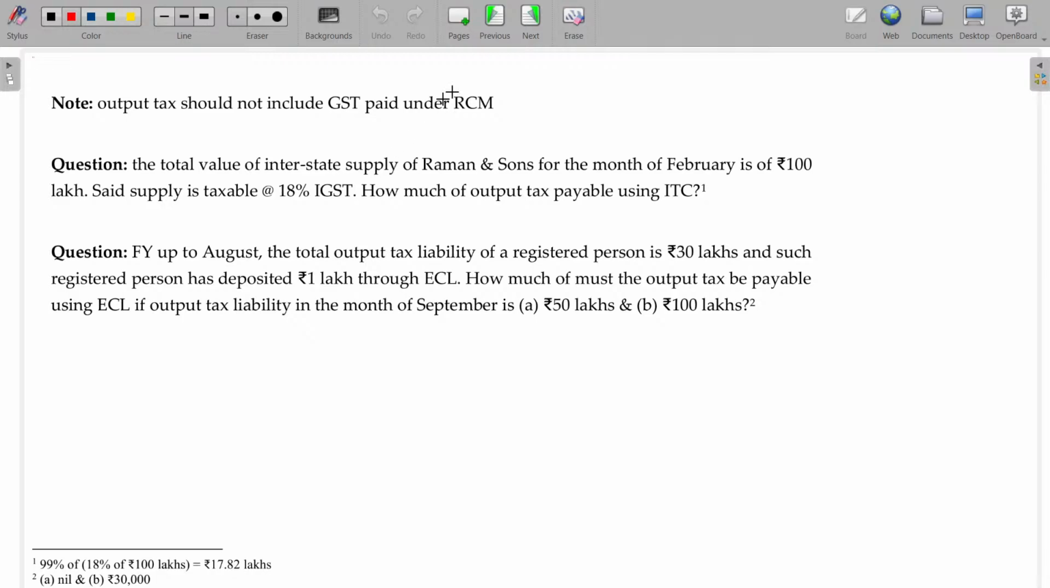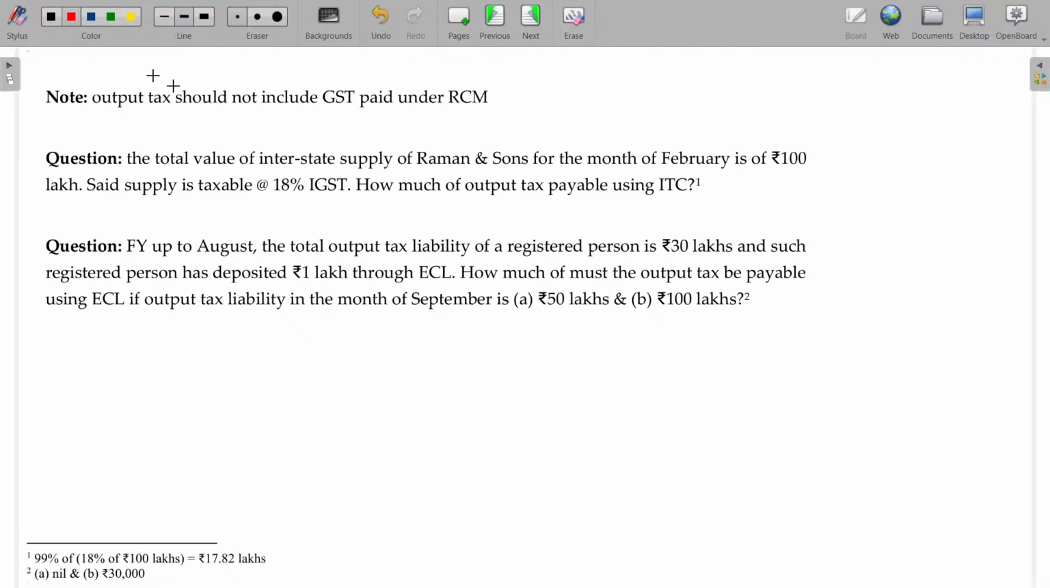Now, output tax should not include GST paid under RCM. So, GST paid under RCM is not going to be includable. This output tax will not include. This is input tax. That input tax will be payable only through electronic cash ledger. Already we have seen. Right.